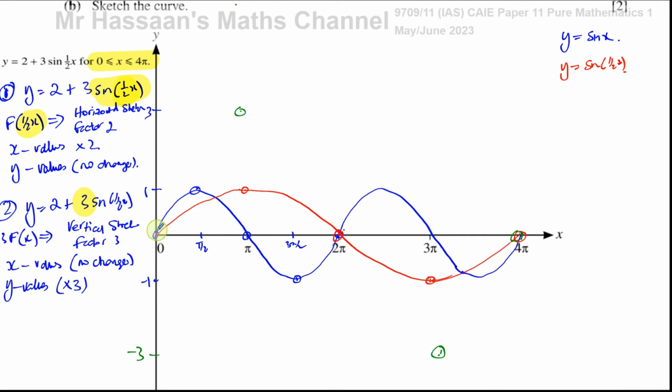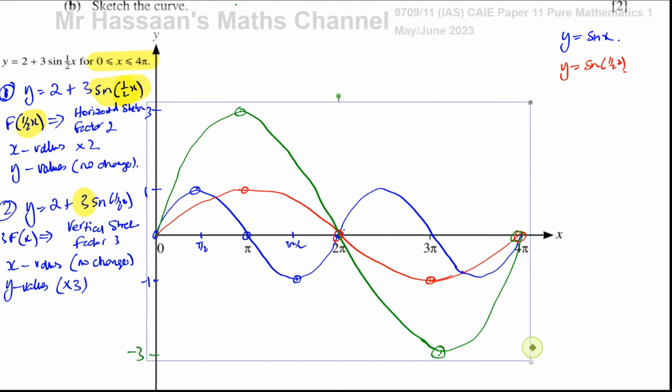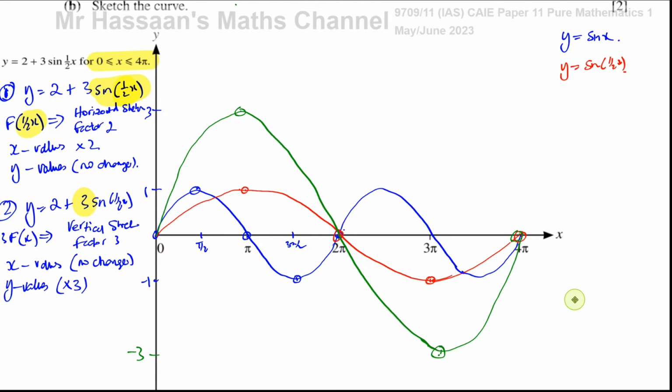It's a bit difficult with this pen here, especially when you're getting bigger graphs now. It's going up to there, down to there, up to there. Actually, it's one part. All right, so now we've got y equals 3 sine a half x. That's what we've got so far.